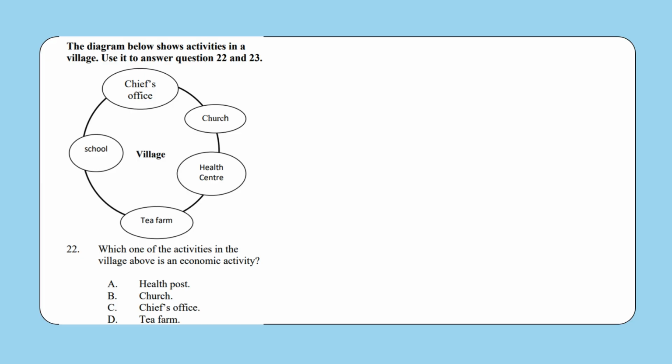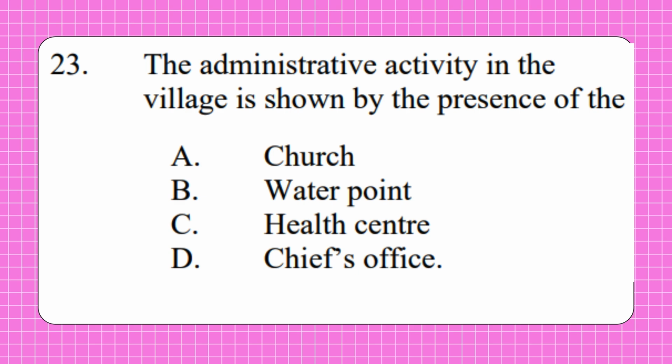22. Which one of the activities in the village above is an economic activity? A. Health post. B. Church. C. Chief's office. D. Tea farm. 23. The administrative activity in the village is shown by the presence of the A. Church. B. Water point. C. Health center. D. Chief's office.